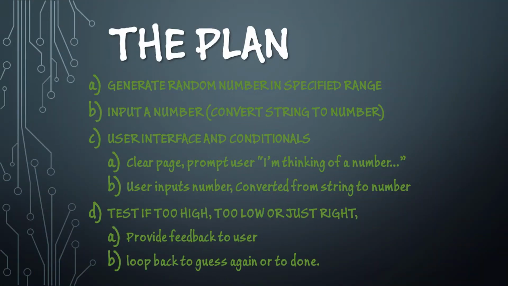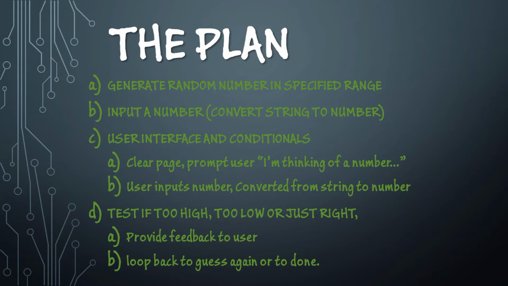The general idea is that we'll generate a random number that is in the range that we want, and we have to let our user input a number. We'll have a simple user interface that clears the page, prompts the user, provides feedback. It lets our user input a number, and it converts that from a string to a number and takes into account the user might enter something other than a numeral.